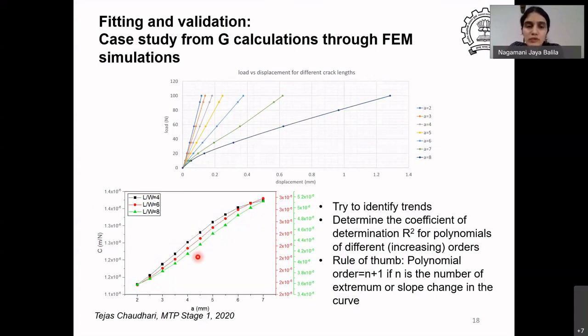So the rule of thumb would be that I can see there is a change of slope that is beginning to happen here, and there is a change of slope that has sort of happened here. So there are two changes of slope. So my polynomial order would be about 3 in this case. So I use this n+1 sort of rule to fit.